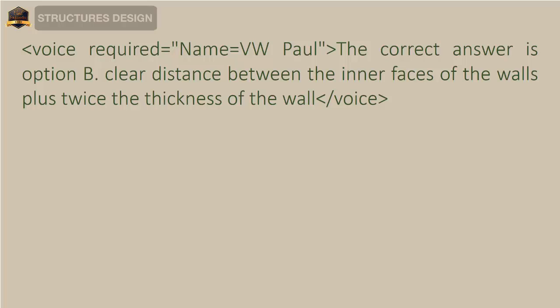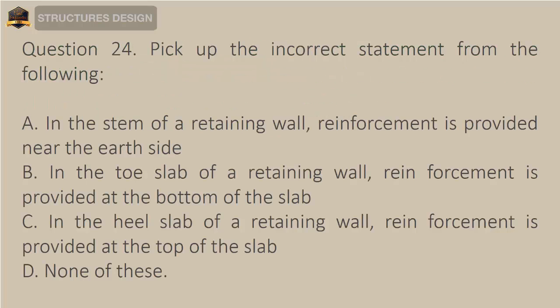Question 24. Pick up the incorrect statement from the following. A. In the stem of a retaining wall, reinforcement is provided near the earth side. B. In the toe slab of a retaining wall, reinforcement is provided at the bottom of the slab. C. In the heel slab of a retaining wall, reinforcement is provided at the top of the slab. D. None of these. The correct answer is option D, all the above.